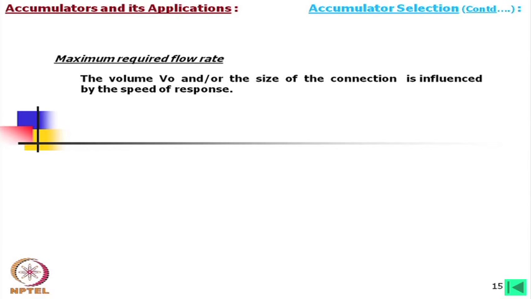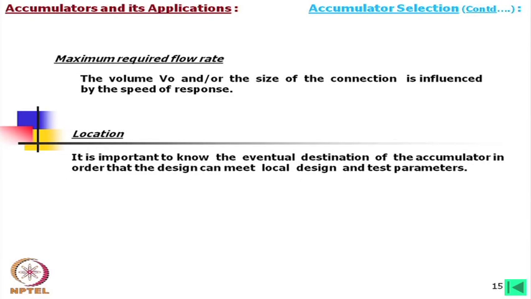Now, maximum required flow rate is another factor. The volume V0 and the size of the connection are influenced by the speed of response. Location: it is important to know the eventual destination of the accumulator in order that the design can meet local design and test parameters.